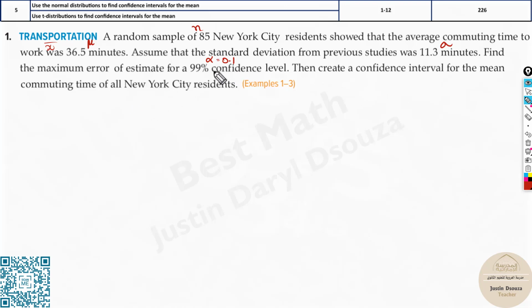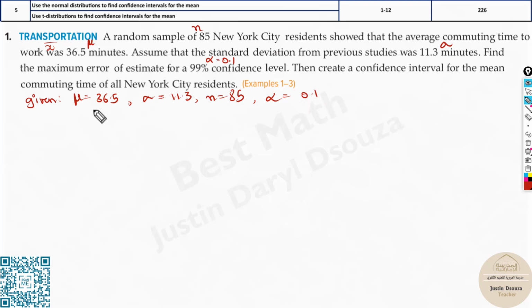So given is just noted, but in your exam, it's better to write the given as step one. You can just write mean as 36.5. Just the values is enough, no need of units. Sigma is 11.3, n is equal to 85, gamma is 0.1. From the confidence level, it's basically 1 minus 99%. That time you'll get 0.1.